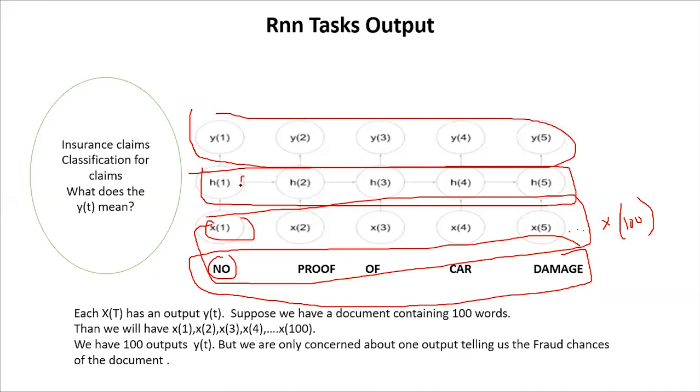As you can see over here, this is something very important. The output from H1 goes into H2. As we mentioned, H(t-1) is the memory of the past. While we are feeding X2, proof, H2 is also getting the memory that before proof there was also no. It's not just proof. And again, damage: if you look at H5, damage, then this is getting the memory of no proof of car damage. So the output for Y5 will have information from all of it, not just like word to vector: damage, negative, fraudulent. That will not happen. It will have information from all the previous inputs.